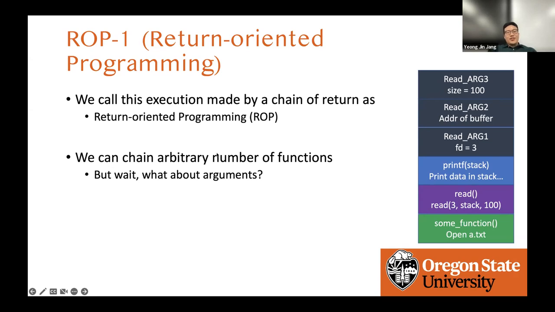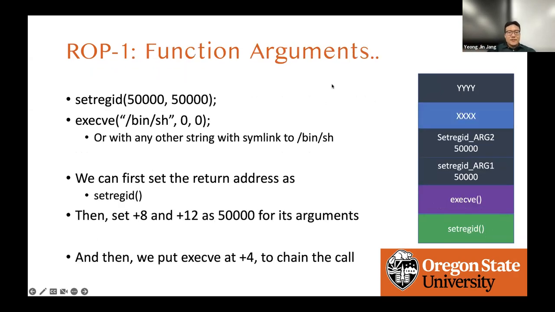I told you we can chain an arbitrary number of functions, so let's see how we can do that. The challenge is that we need to call setregid(50000, 50000) and then execve("/bin/sh"). To do that, the first thing we can do is set the first return as setregid, with the first argument 50000 and the second argument 50000. So we can easily call this one. But when we get to call execve, we need to put execve here. And if we call this, what is the first argument of execve? That's the 50000 here.